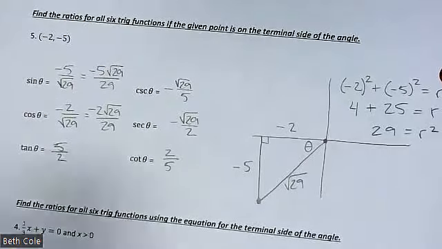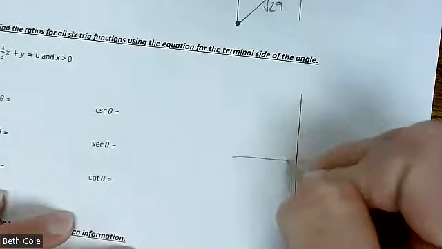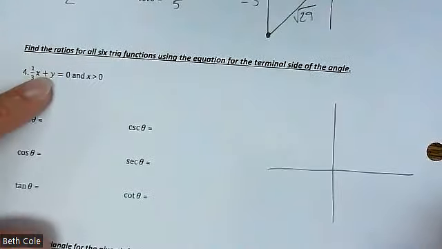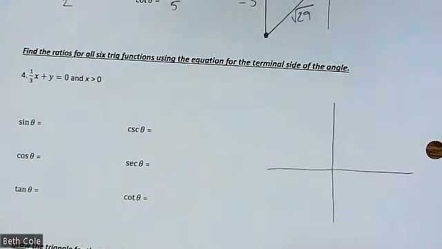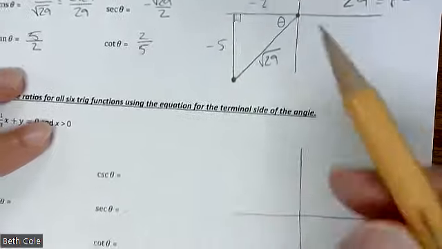All right, this one, again, we're going to do the same exact thing, but the problem is just given to you in a different way. This time, instead of a point, you're given an equation of the terminal side. So like you're being given an equation for this line. What you want to do is find a point.